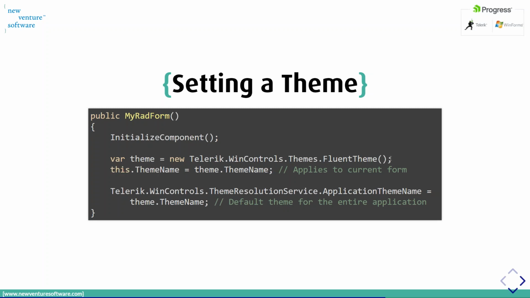and yeah, I can just do that in the constructor of my form, or I can do that on a button click or stuff like that. And this will set it only to my WinForm. But what if I want to set it as the default theme for the entire application, for all the forms and controls in those forms? How do I do that? Well, you can use the ThemeResolutionService.ApplicationThemeName, and again set the theme name as a string, and this will set it as the default theme for the entire application.